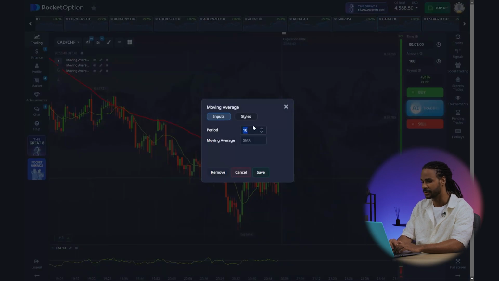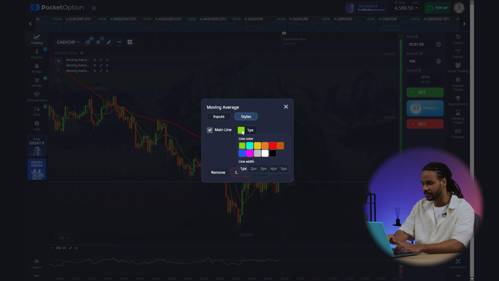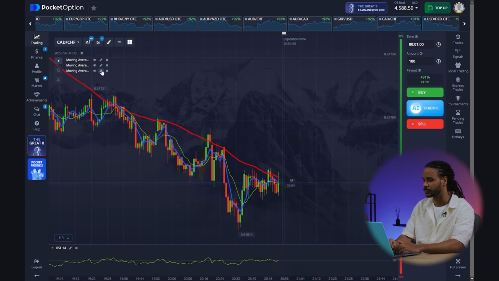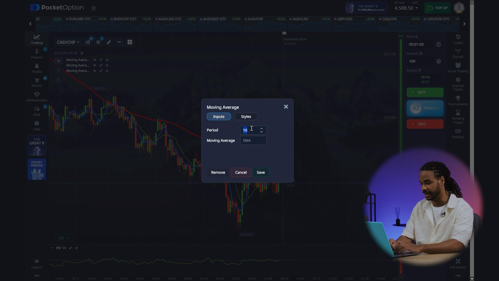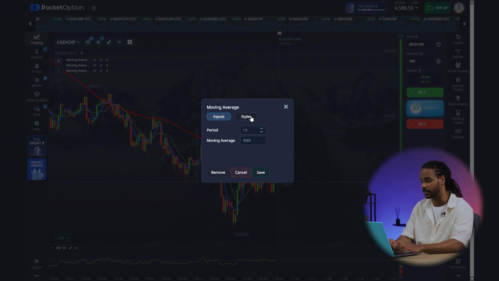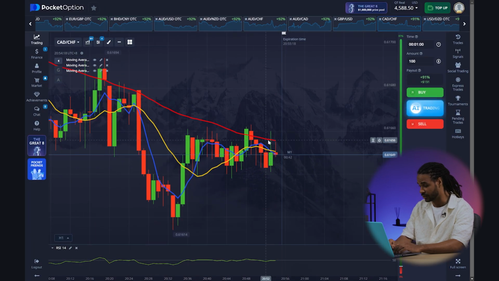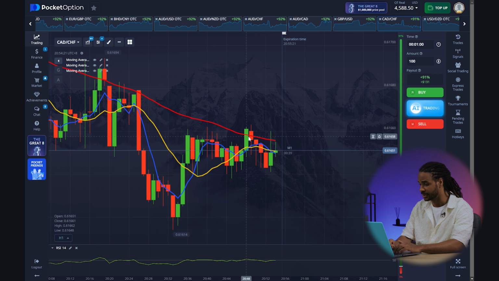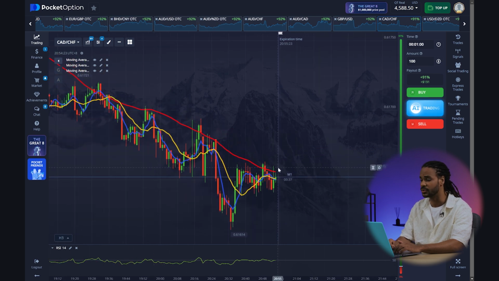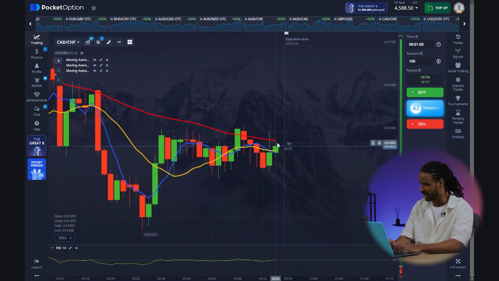Now let's move on to the moving averages. The first moving average is the main one. We set the period to 50, make it red and bold, then click Save. The second moving average is set to a period of 5. We change the color to blue and also make it bolder. Click Save. The first moving average is additional. We set the period to 13, make it bolder and choose a color, for example, yellow.